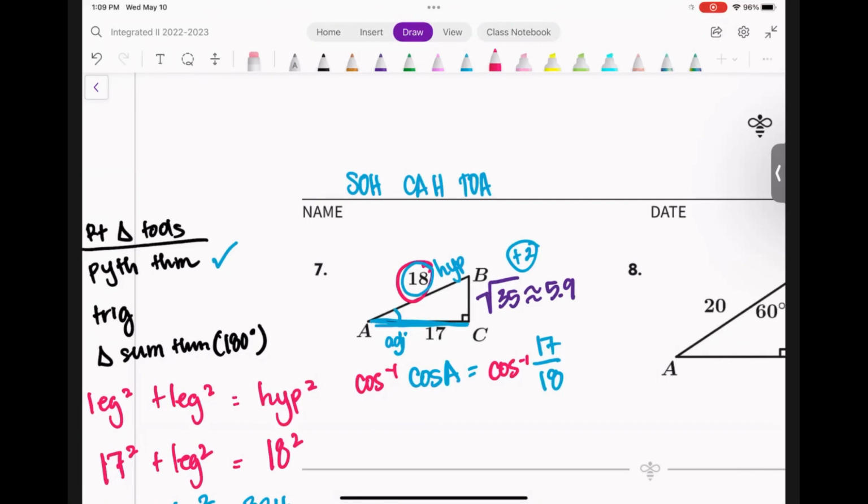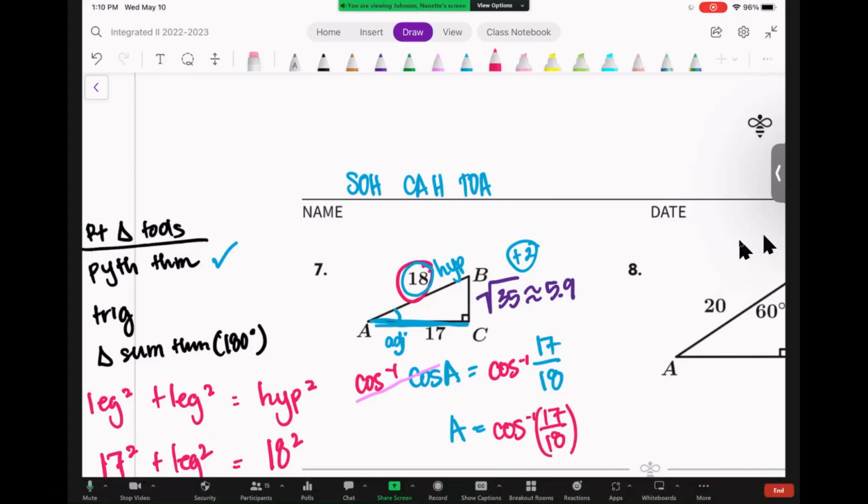Cosine inverse is the inverse of cosine. I know that sounds obvious. But what it does is it undoes cosine the same way that division undoes multiplication, adding undoes subtracting, and squaring undoes square rooting. Okay? So all that's left on the left side is A equals cosine inverse of 17 over 18. So take a second, memorize that part right there.